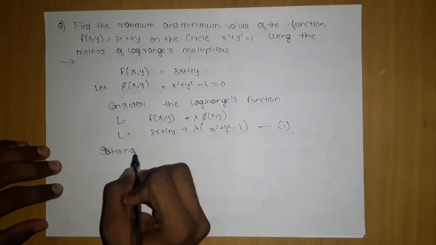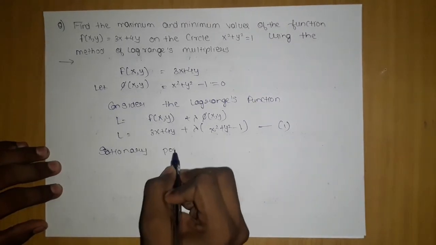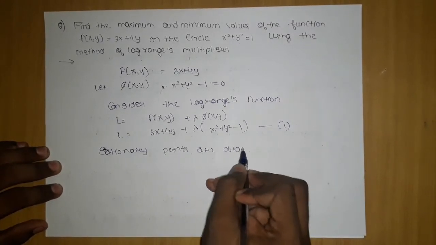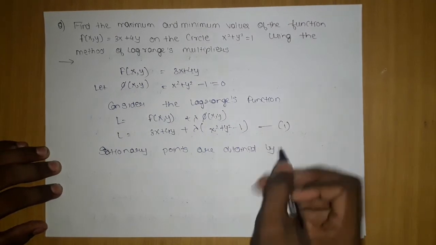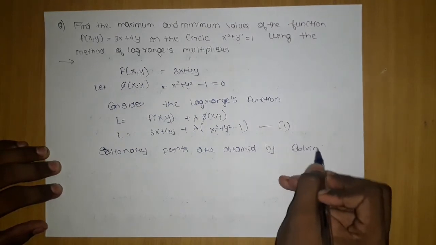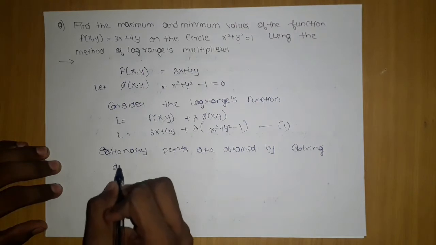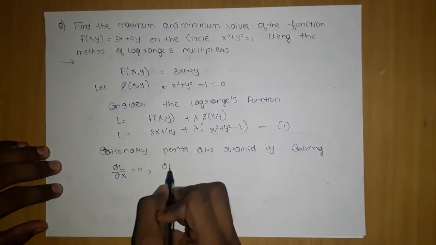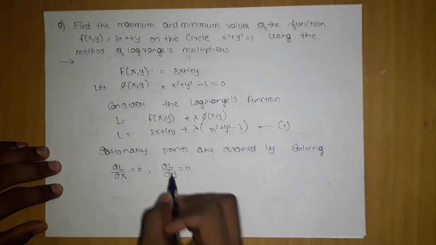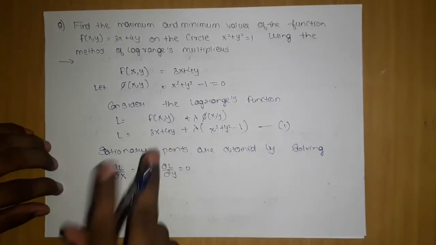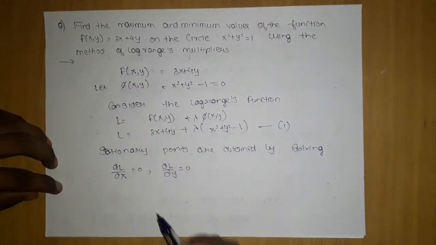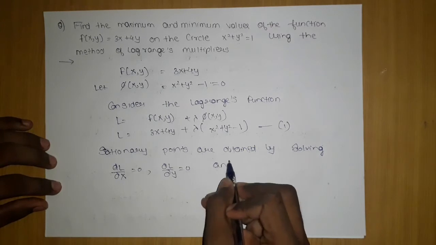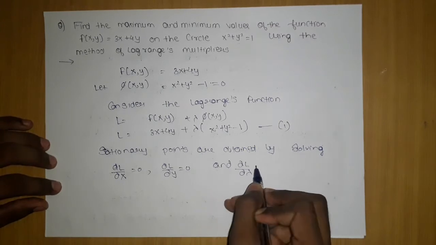Stationary points are obtained by solving what I mentioned in the explanation: dou L by dou x equals 0, dou L by dou y equals 0. Do I need to write dou L by dou z? No, here the function is in x and y only, so we write dou L by dou x, dou L by dou y, and dou L by dou lambda equal to 0.